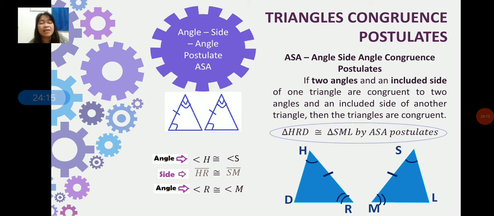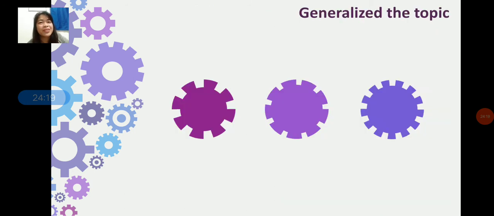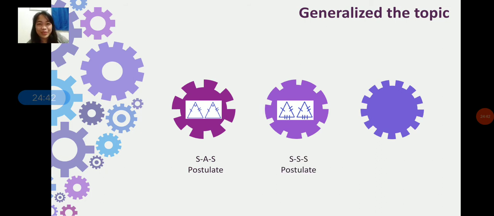Now let us have an exercise about these three congruences. But before we do the exercises, let us generalize our topic. Again, what symbol was this, guys? So this is SAS, followed by, yes, I think you know it. This one is about SSS. And last is Angle Side Angle.